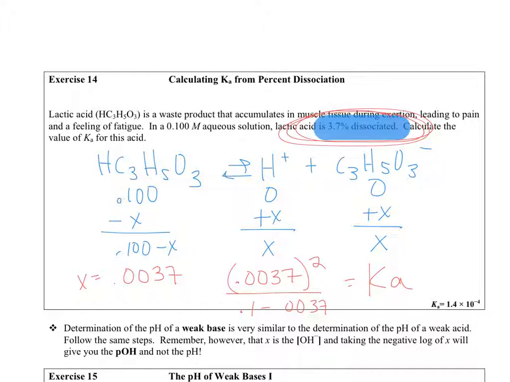Right? This value, this 0.0037, is really small compared to 0.1, so you're going to get like 0.9 something, so it doesn't really change the 0.1. So you could leave that off if you wanted to, and you would still get pretty close to this answer. Right? So you can plug that in and make sure you can come up with the correct Ka value. That is how you find Ka if you know the percent dissociation.